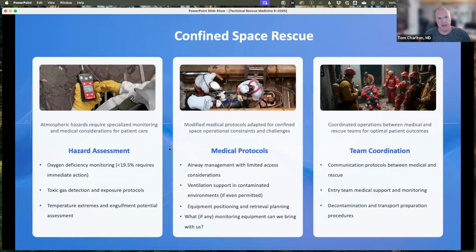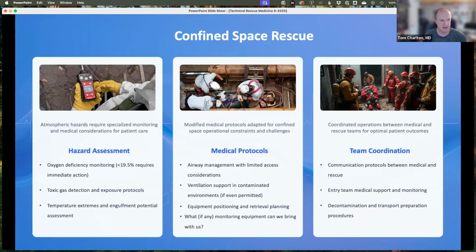All right, pivoting a little bit. So confined space rescue. This is again something that we also may encounter as part of any of the crush injury syndromes or limb amputations that may need to occur. Some of these areas are down in confined space. A big concern is that this environment may not be safe.